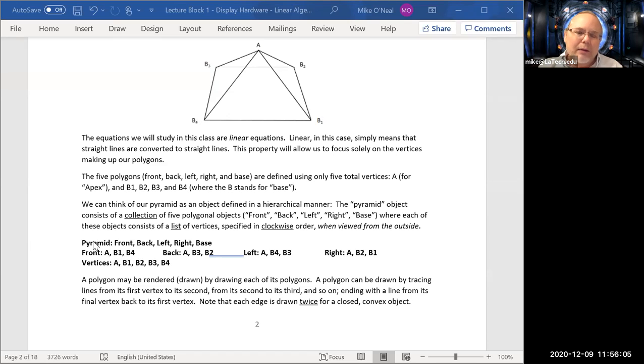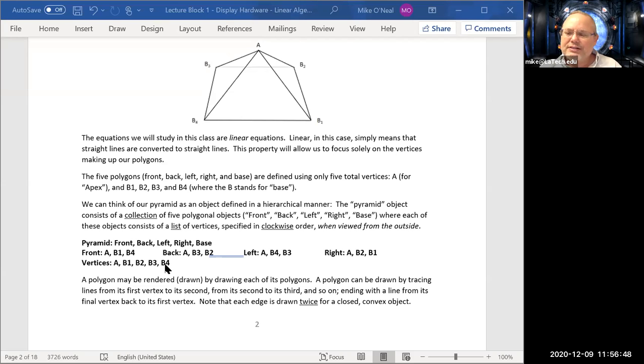Okay, so an object, a 3D object like a pyramid, is a collection of polygons, flat polygons. And each of those flat polygons is defined as a list of vertices, where we list the vertices in clockwise order when viewed from the outside. The final thing is the vertices. The vertices are just an unordered collection of points. It doesn't matter what order I keep them here, but we do have to have these vertices.